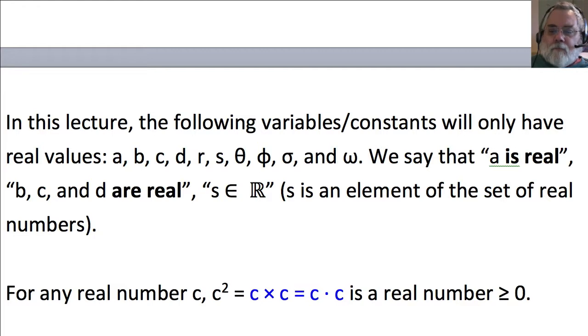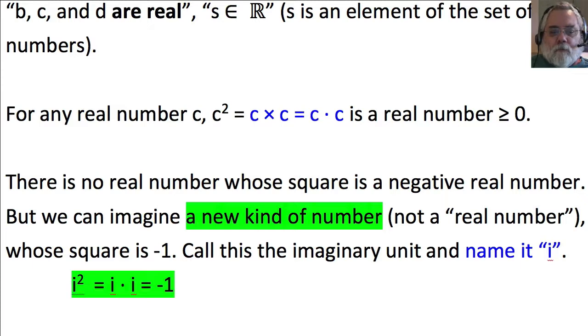Now, in this lecture for multiplication, I'll try to use X or center dot. I don't want to use asterisk for multiplication, as we will use asterisk for complex conjugate later on. This X does not mean vector cross product. There are no vectors and no cross products in this lecture. There is no real number whose square is a negative real number. But we can imagine a new kind of number, not a real number, whose square is -1.